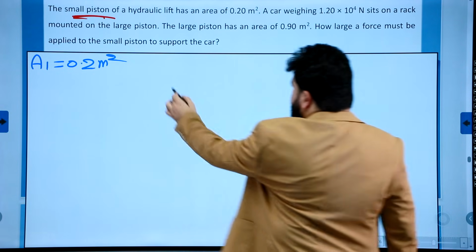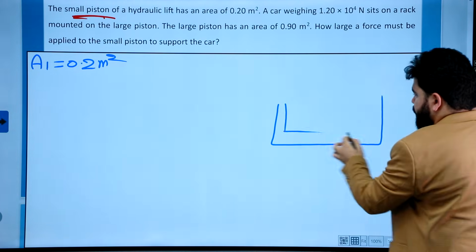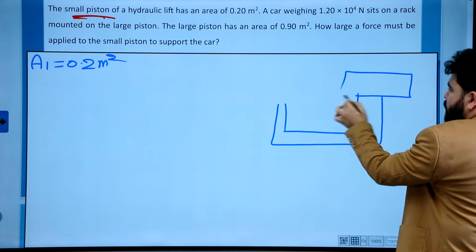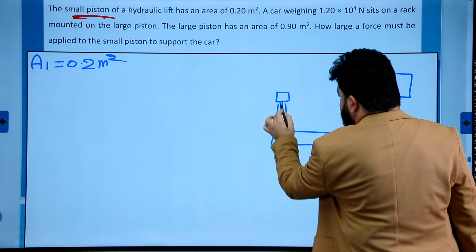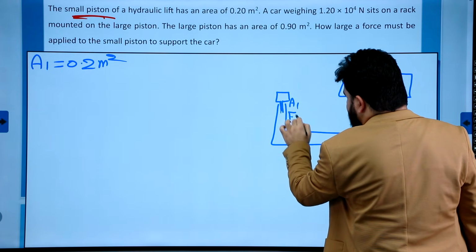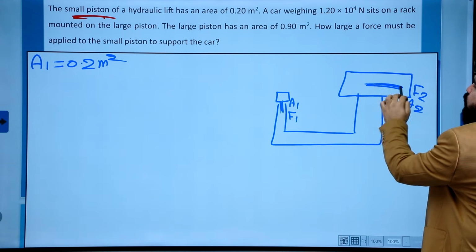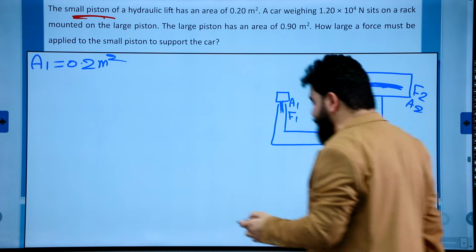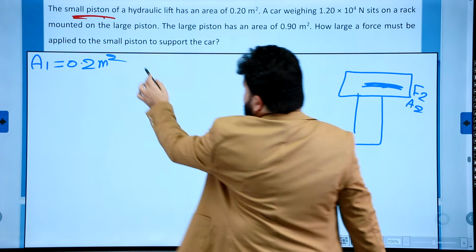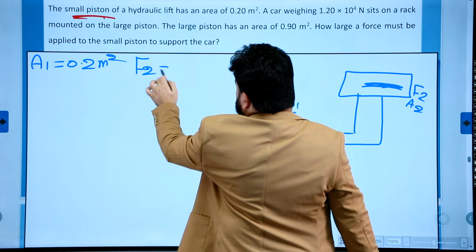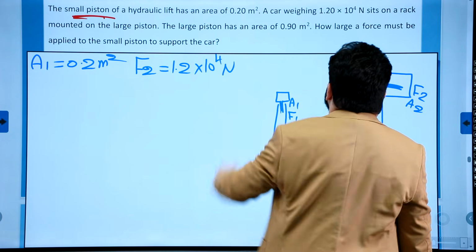A car weighing, okay, so if you have the hydraulic lift like that, this is the hydraulic lift. This one is the small piston. This one is A1, this one is F1, this one is F2, and this one is A2. This is where you put the car. So if it is a car weighing, F2 is equal to 1.2 times 10 to the power 4 Newton.